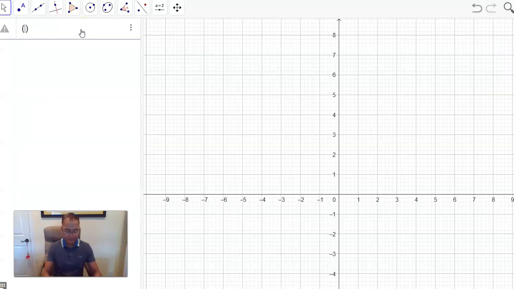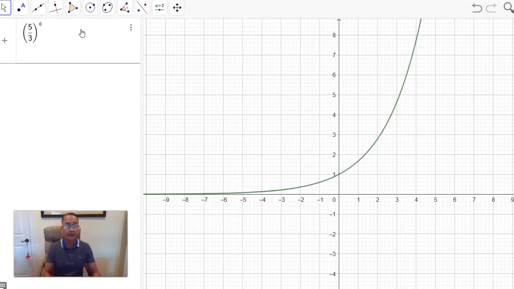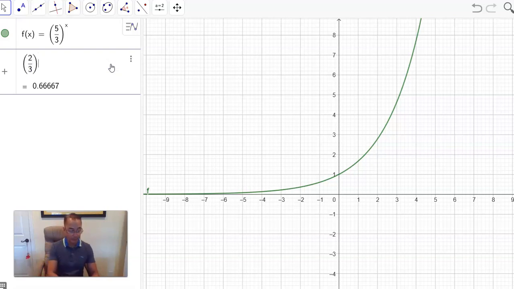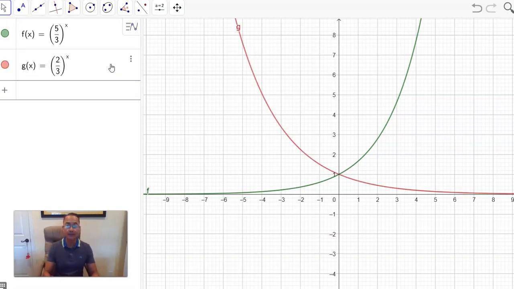All right, so we have 5/3 to the x, up arrow x. Woohoo, there it is. Okay, so we do get an increasing function. We never touch the x-axis because e to the something is always positive. And of course, this is going up to infinity. Okay, so how about now 2/3 to the x? 2/3 to the x now looks like this. So this time it is a decreasing function, and the range is still from 0 to infinity.